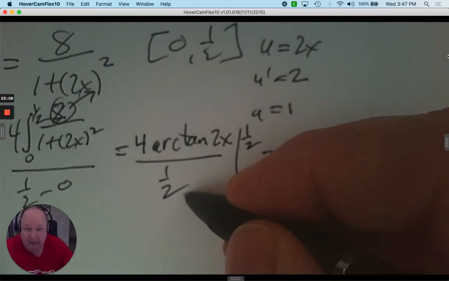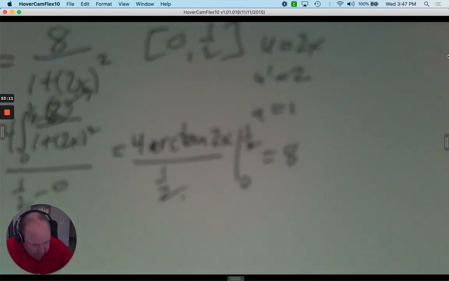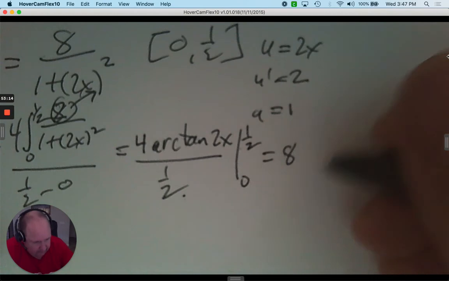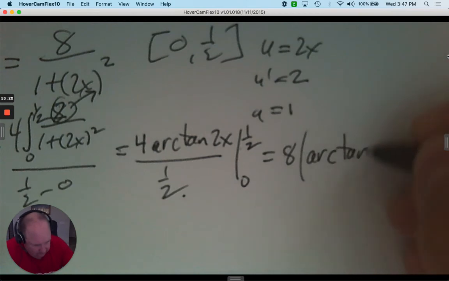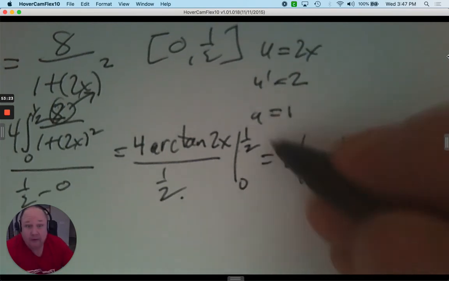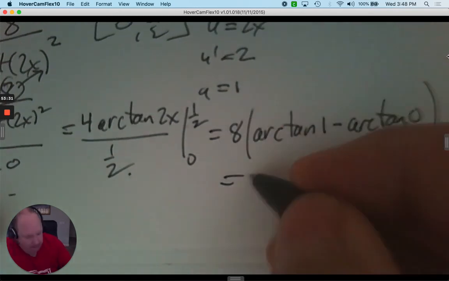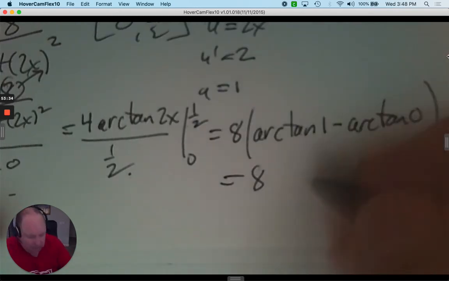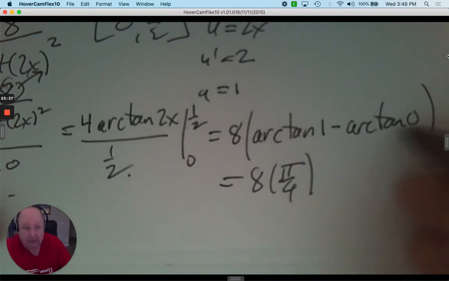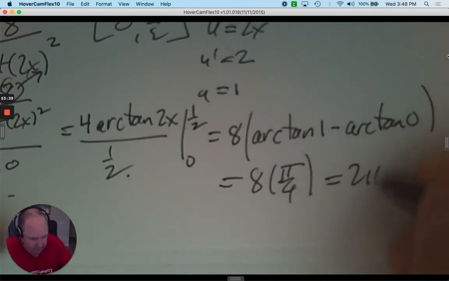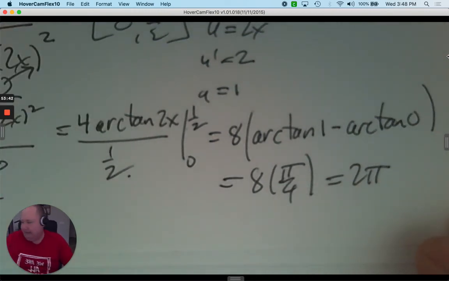4 divided by 1/2 is 8. So we have 8. We can keep that in front. And then it's arctan. I plug in 1/2. So 2 times 1/2 is 1 minus arctan of 0. The angle where tangent is 1 is pi over 4, and this angle is 0. So if I put that together, the average value is 2 pi. I did something wrong. What did I do wrong?